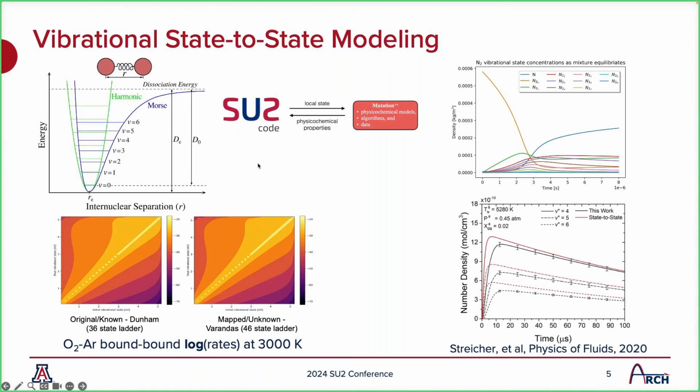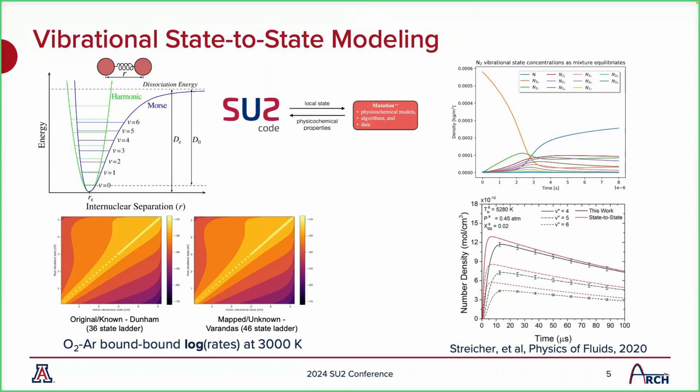And what we use is rates. So we have bound-bound rates. So this would be a rate of how quickly you go from level 1 to level 2. And you also have bound-free rates. And these bound-free rates would go from level 2 to dissociation. So you'd have O2 dissociating to O atoms.